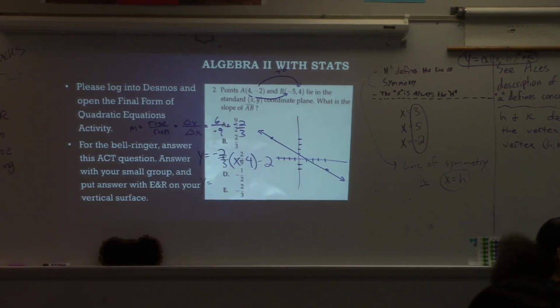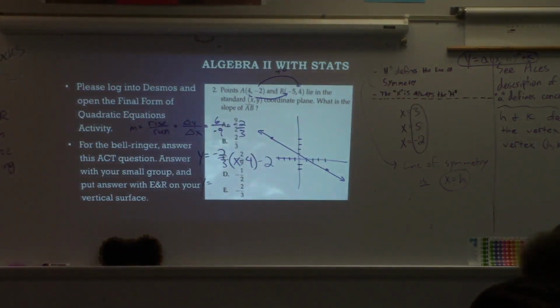Where did you get negative 2 over 3, like the A part? Well, remember, that's our slope. So with a line, that A is my slope. Okay, so we can use that for the same equation. Correct, the slope, the A, would still be the slope of negative 2/3.